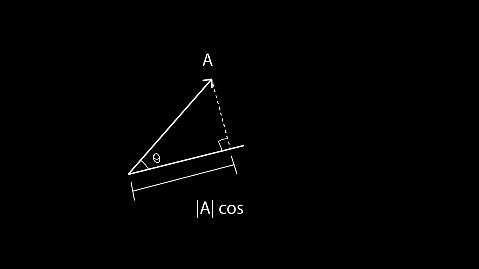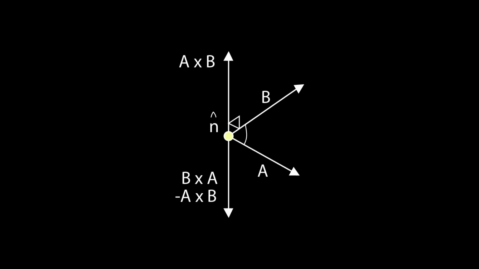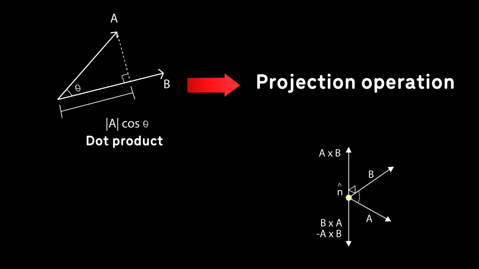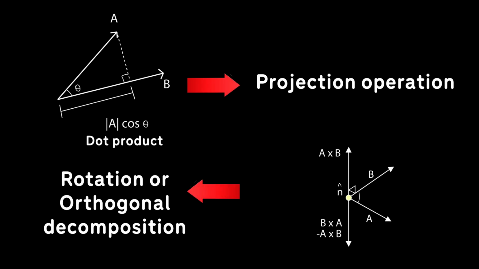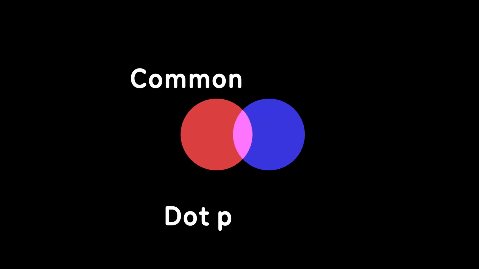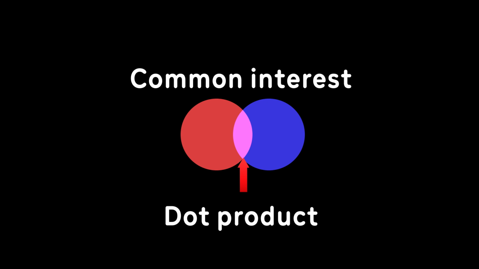The dot product, denoted by a scalar value, measures the similarity between 2 vectors, representing the amount of agreement or projection of one vector onto another, whereas the cross product generates a new vector perpendicular to the original vectors. Geometrically, the dot product can be seen as a projection operation, while the cross product can be viewed as a rotational or orthogonal decomposition. Think of it like 2 friends either finding a common interest, dot product, or figuring out which place they want to go together.